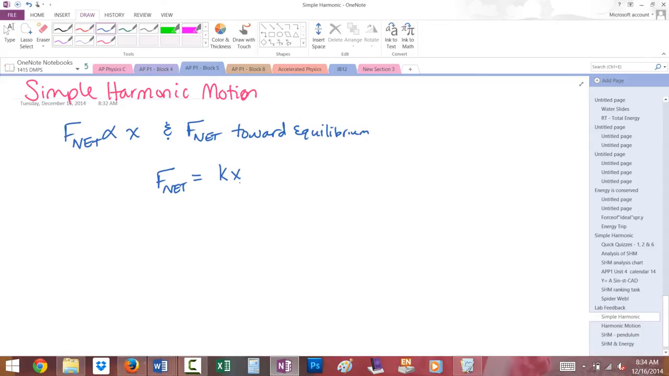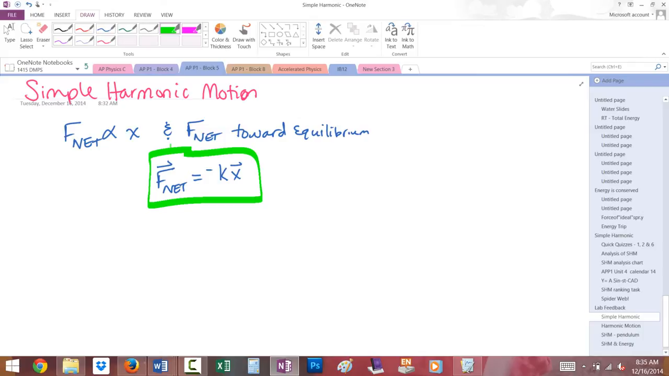How can I incorporate that into this statement? I need a negative sign, right? Because I'm going to remember that this is a vector and this is a vector and they're going in opposite directions. So if something exhibits simple harmonic motion, we know that it must follow Hooke's law. Okay? That's great. Good for us.